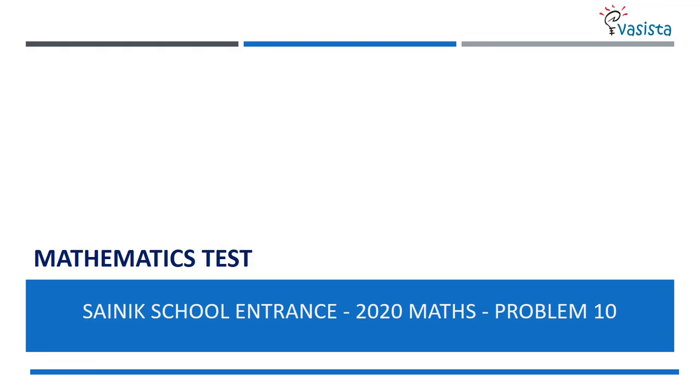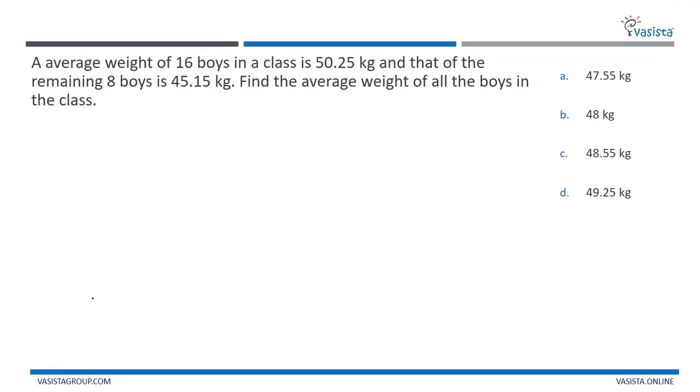This is problem number 10. Okay, let us solve this. So here an average weight of 16 boys in a class is 50.25 kg and that of the remaining 8 boys is 45.15 kg. Find the average weight of all the boys in the class. Right, it's an average problem.